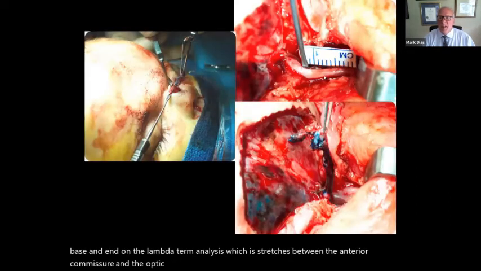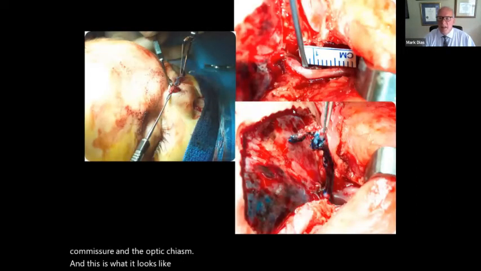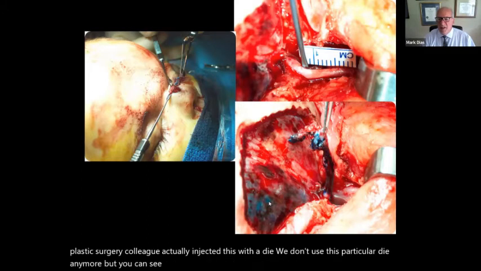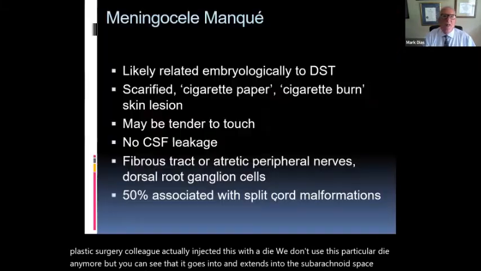And this is what it looks like at surgery with this tract coming in. Here's the anterior dura. My plastic surgery colleague actually injected this with a dye. We don't use this particular dye anymore, but you can see that it extends into the subarachnoid space here in this one.